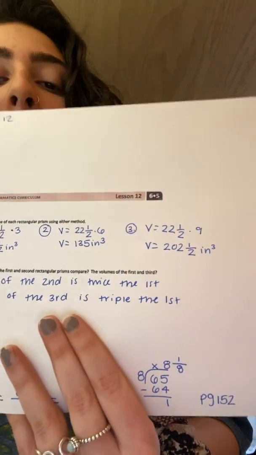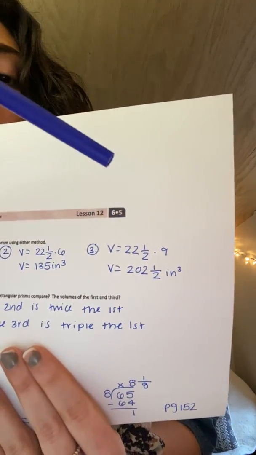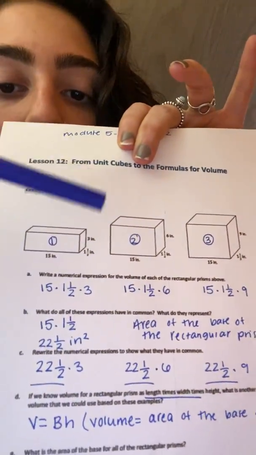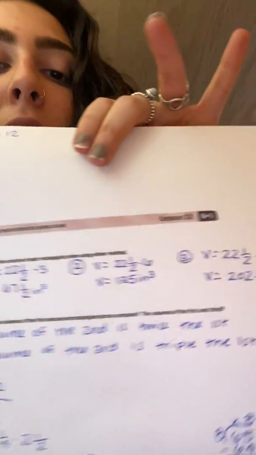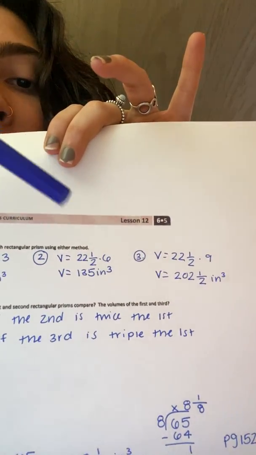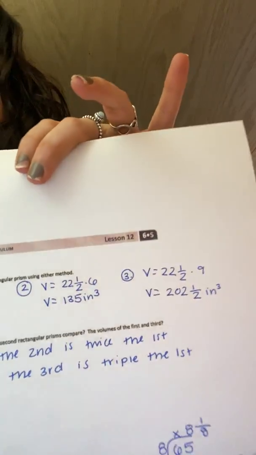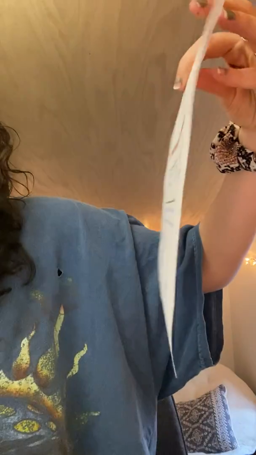And then for number 3, I did the same thing. I used my formula. I said V equals 22.5 times 9, which is the height of my third shape. I'm getting these numbers from this shape right here, the 9, the height. I multiplied them together, and I got 202.5 inches cubed for that one. So that's how I did F.